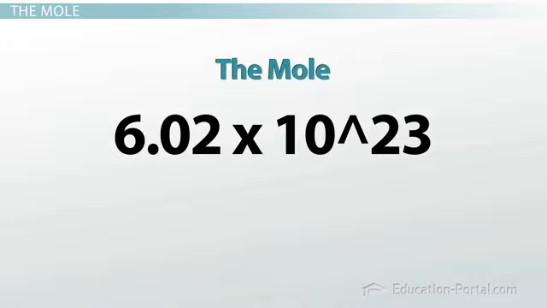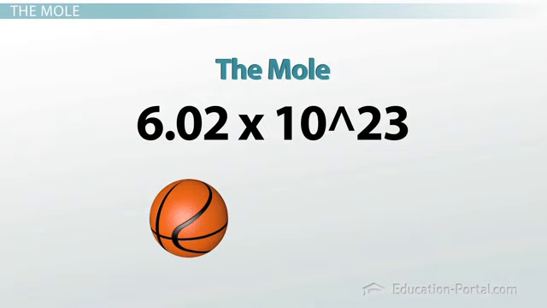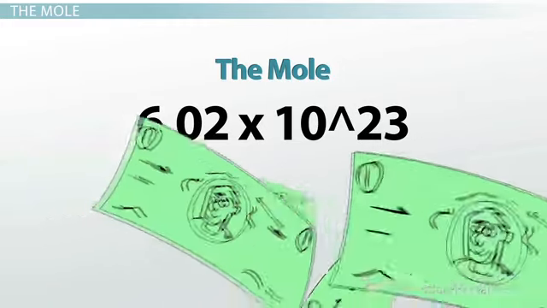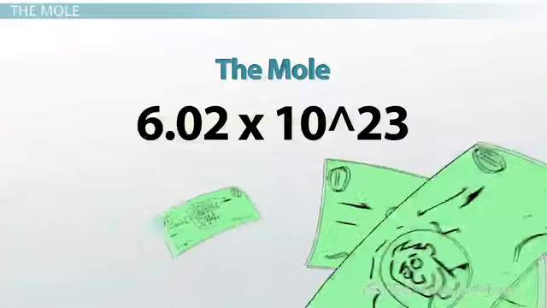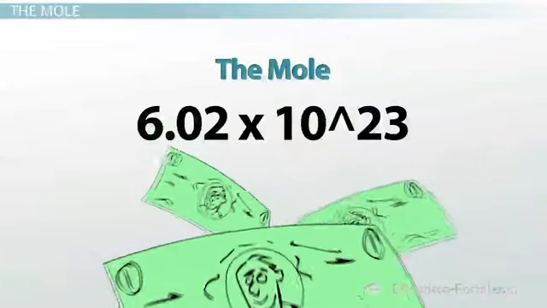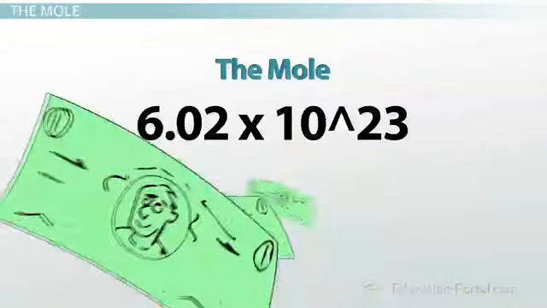Here is an example. If I had a mole of basketballs, 6.02 times 10 to the 23rd basketballs, it would be nearly the same volume as the Earth. Ready for another? If I had a mole of dollars and I spent $1 billion every second, it would take over 19 million years to spend it all.